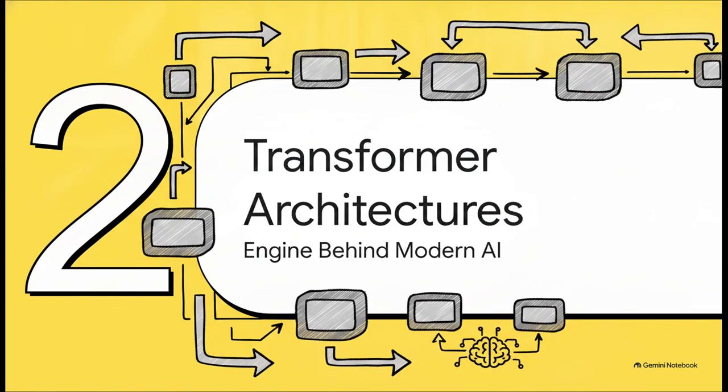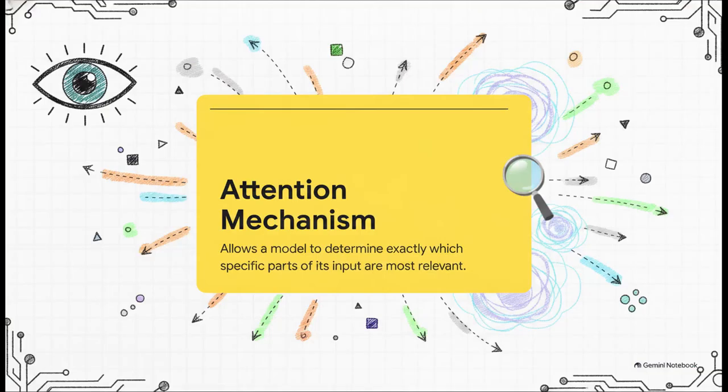Moving on to Section 2, Inside Transformer Architectures, the engine behind modern AI. To really appreciate what we're working with here, we've got to look back at a super influential 2017 Google research paper that first introduced this architecture. The defining innovation of the transformer was this concept called the attention mechanism. Basically, this allows a model to intelligently figure out exactly which specific parts of its overall input are most relevant when processing a new piece of information. This right here is the secret sauce underlying ChatGPT, Claude, and frankly, most modern vision and audio models today.